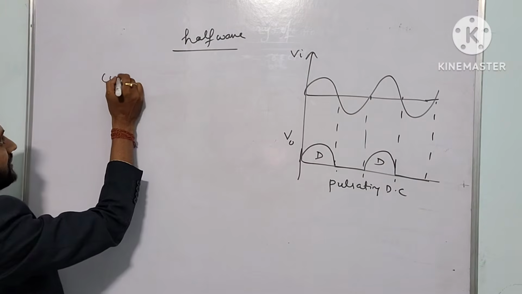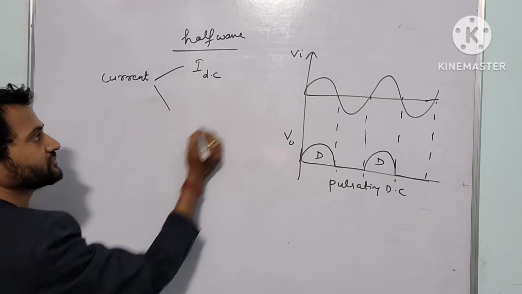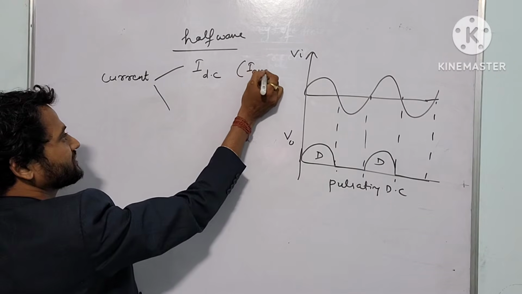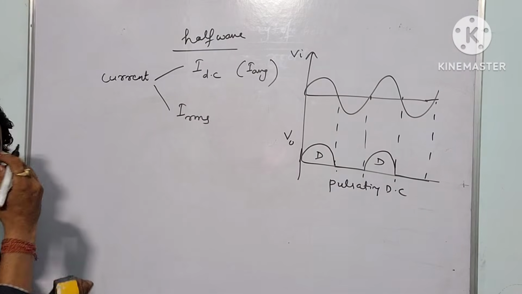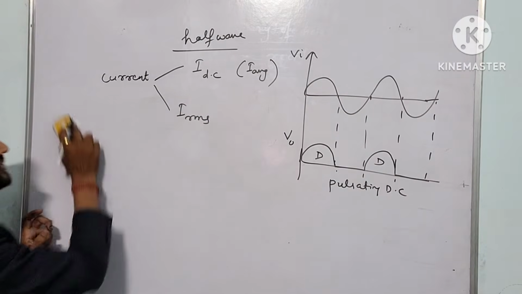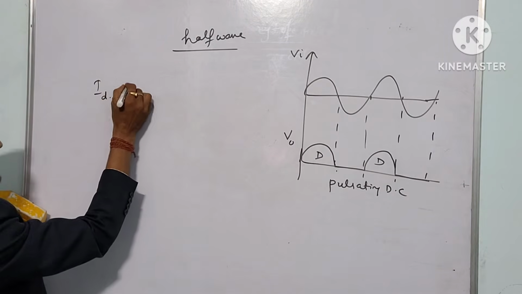So how to find out current? Current you can say one is IDC, इसको बोलते हैं I average, and second is IRMS. RMS मतलब root mean square current, right? So first we'll find out IDC. How to find out IDC?